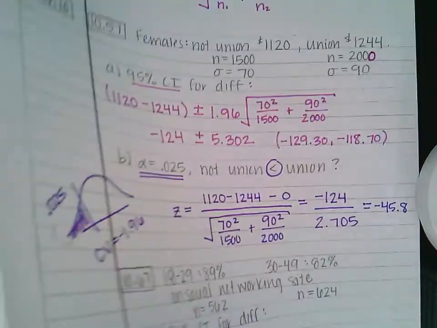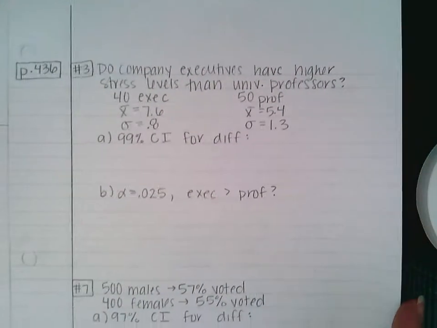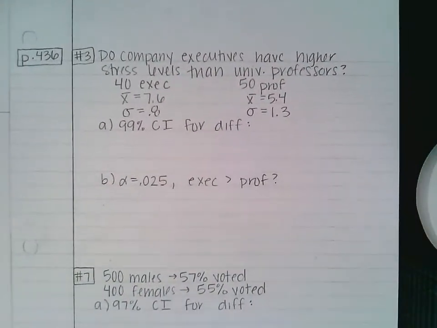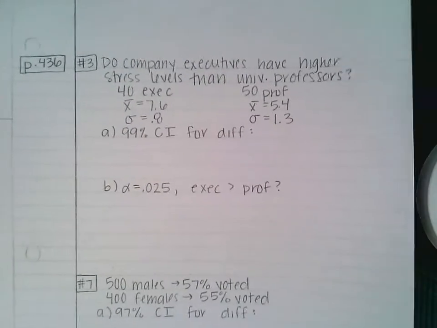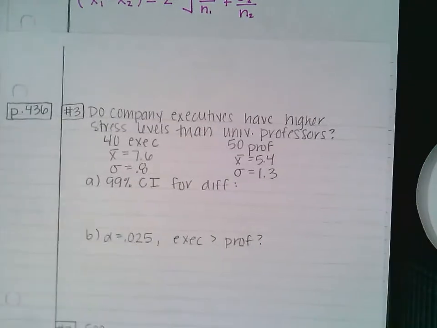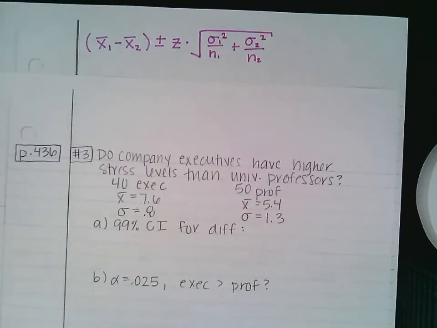All right, the other question from this review that is from section 10.1 is self-review test number 3. Do company executives have higher stress levels than university professors? It gives us this data, and the first thing it wants us to do is find the confidence interval for the difference. So let's look at our equation right here, and let's do that.